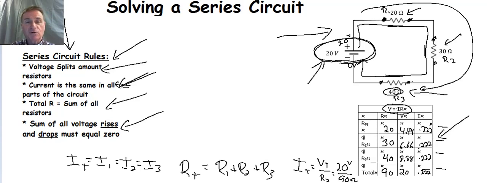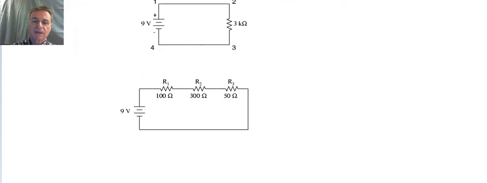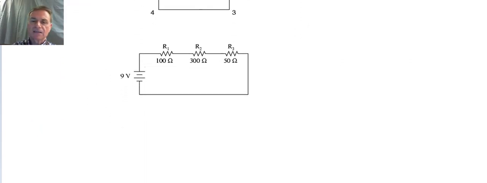Use the table. It's a great way of analyzing these series circuits. After you've done this enough, then maybe you won't need the table. You can just start labeling things in the circuit, which is also a good way to do it. So let's try to do another circuit. Let's see, I'm going to draw a different one down here.